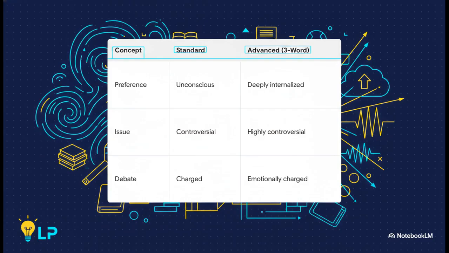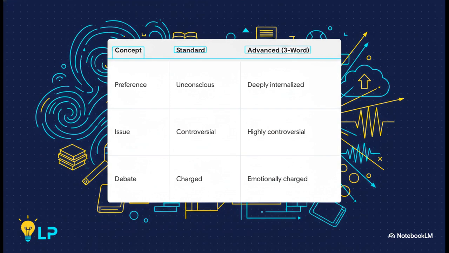Look at the basic concept of a preference. A standard writer might just write an unconscious preference. But using our three-word cluster, it becomes a deeply internalized preference. If you want to talk about a thorny issue, standard phrasing is just a controversial issue. But the advanced, ultimate cluster transforms it into a highly controversial issue. A basic debate becomes an emotionally charged debate.